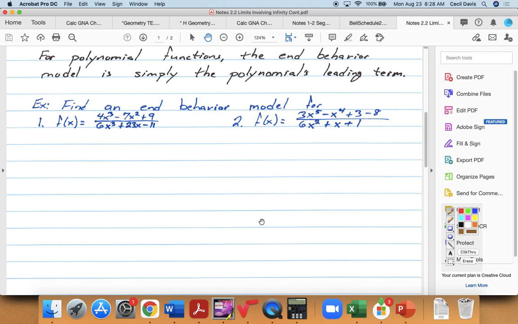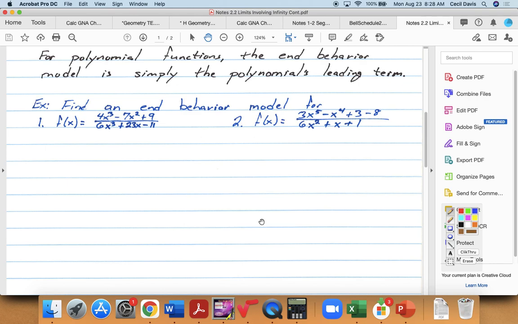So for polynomial functions, the end behavior model is simply the polynomial's leading term. Remember, the leading term is the term that has the highest power on x. Okay, it may or may not be the first term.